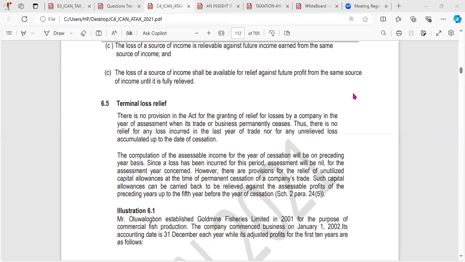So these are the things we should know about loss. Three things. Loss can be treated as current year loss for individuals, or as carry forward loss for both individuals and company. There is no provision for terminal loss relief for the year of cessation. And the loss to be relieved must not exceed the actual loss made.